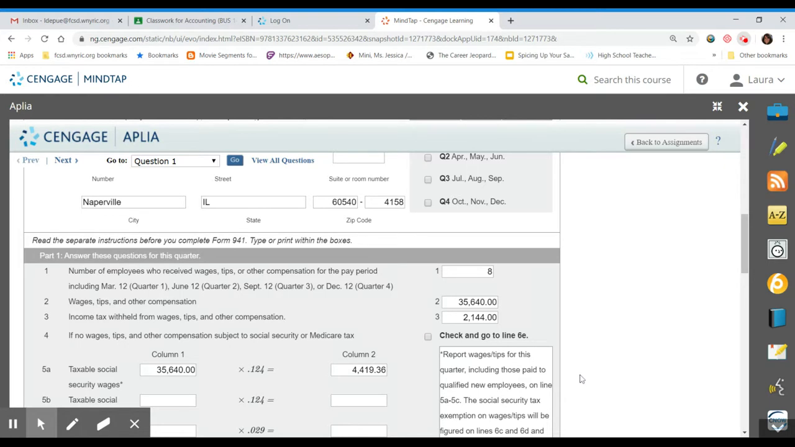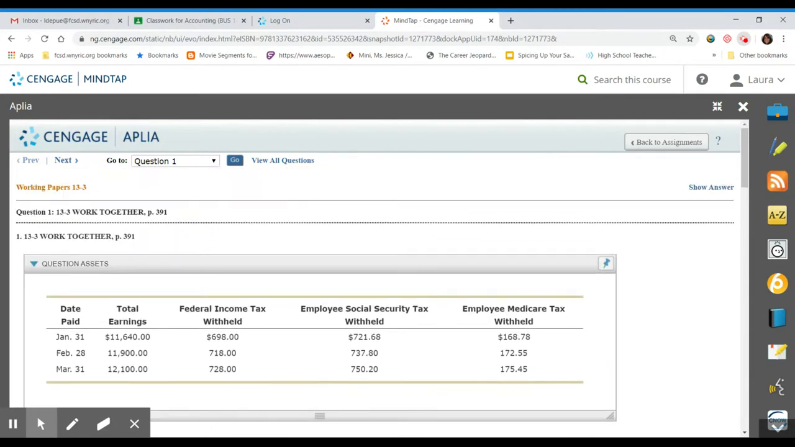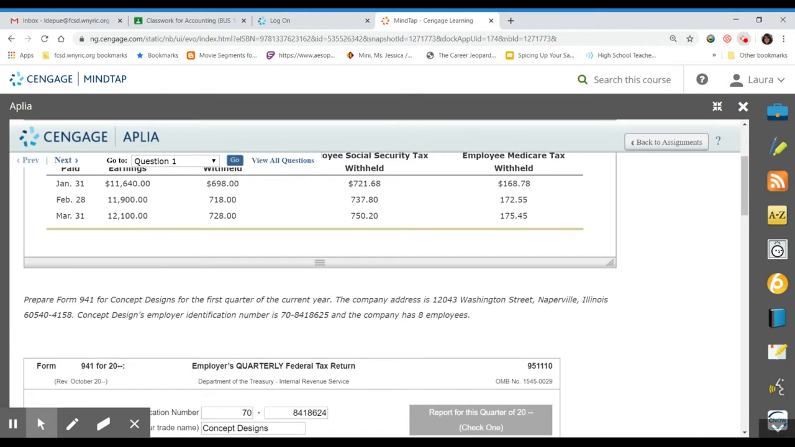So this is the 13-3 work together problem, and this is the information that they give us. Notice that there are 3 months of information. This is the first quarter: January, the total earnings, February, the total earnings, and March, as well as the federal income tax withheld for each month, and then the Social Security and the Medicare. The directions say to prepare the 941 form for Concept Designs for the first quarter. It gives us the address, which is in Illinois, and their identification number, and it tells us the company has 8 employees. All of that information is important for the top of the form.